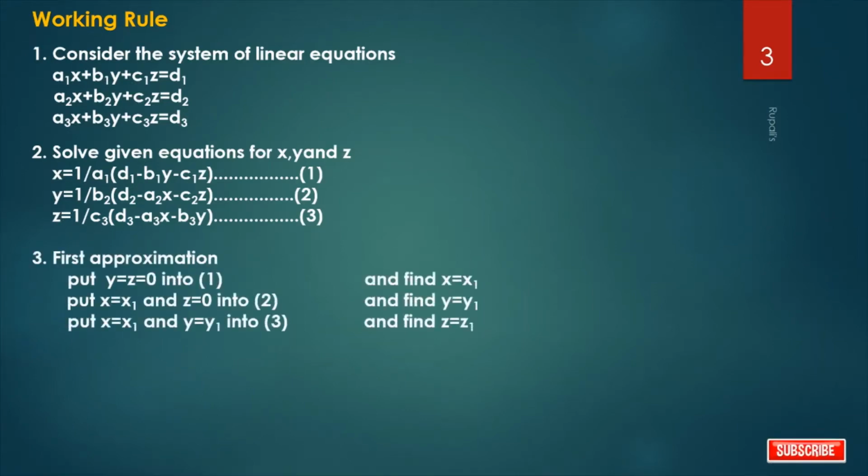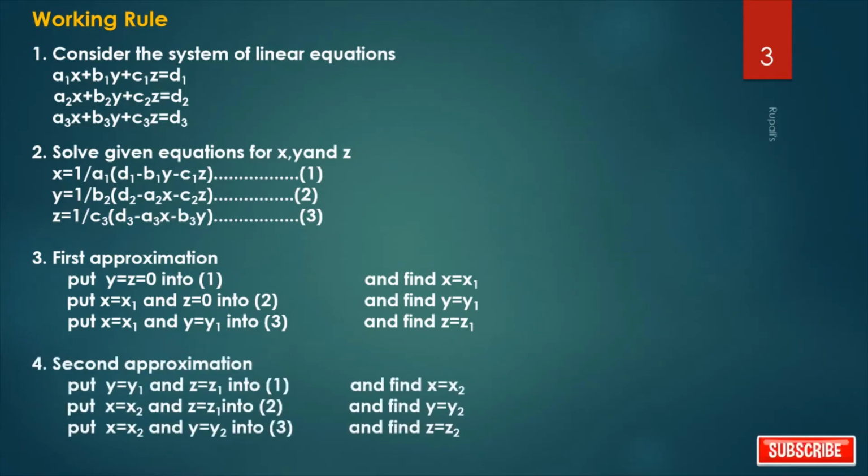Next, what is the first approximation? In equation 1, put y equals 0 and z equals 0 and calculate the value of x. Say it is x1. Then in the second equation put x equals x1 and z equals 0 and calculate the value of y. Say it is y1. And in the third equation put x equals x1 and y equals y1 and calculate the value of z. Say it is z1.